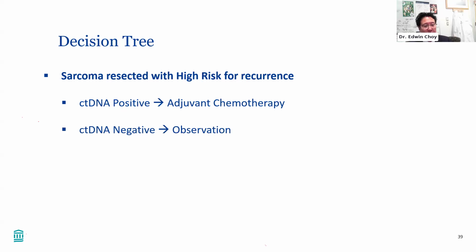And so the decision tree in using ctDNA would be if you had a sarcoma that was removed and all the clinical parameters using size and grade and location indicated that the sarcoma had a high risk for recurrence, then the question is, can we use ctDNA to help decide whether or not to use more chemotherapy? So an example would be if the test showed positive detection of ctDNA in the blood after resection of tumor, then you may use this positive test to argue that you can go ahead with chemotherapy versus just observation.